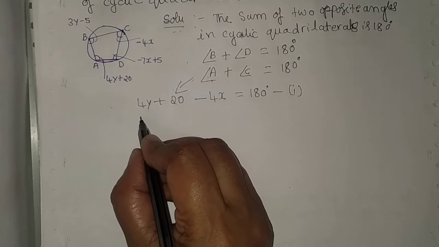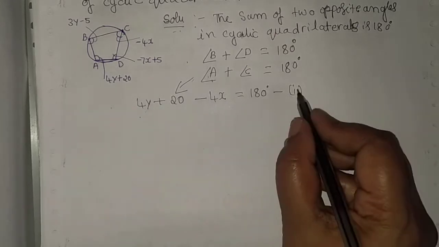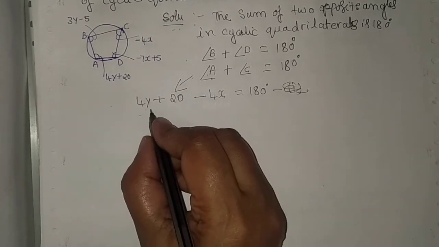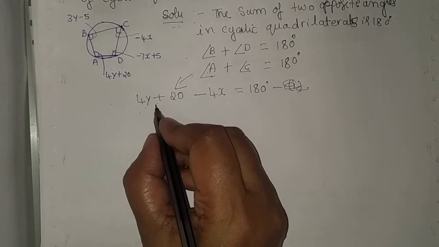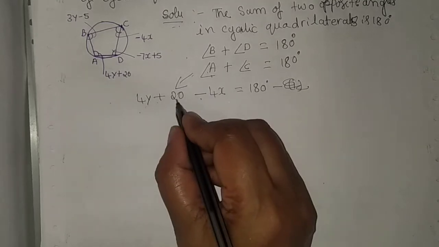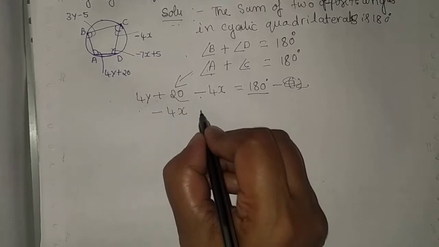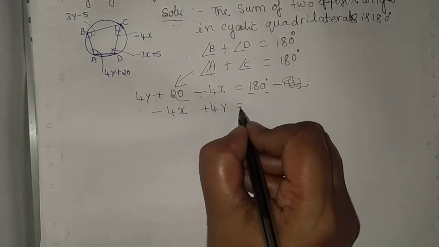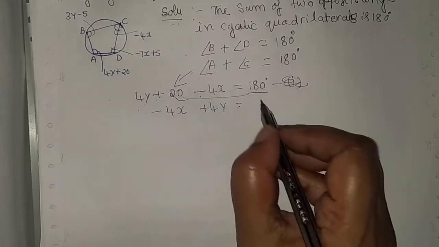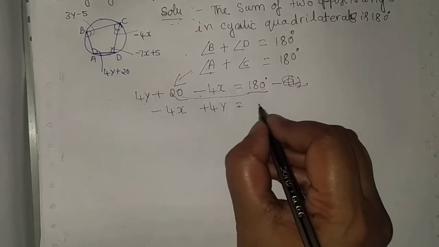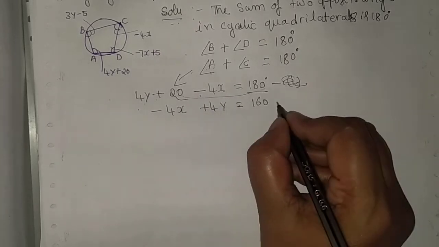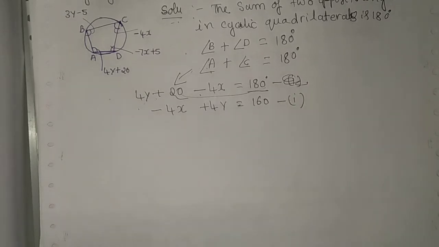Next we have to simplify this. So what happens? Taking 4 common, we get minus 4x plus 4y is equal to 20 minus 80, so we will get 160. Keep this as equation 1.